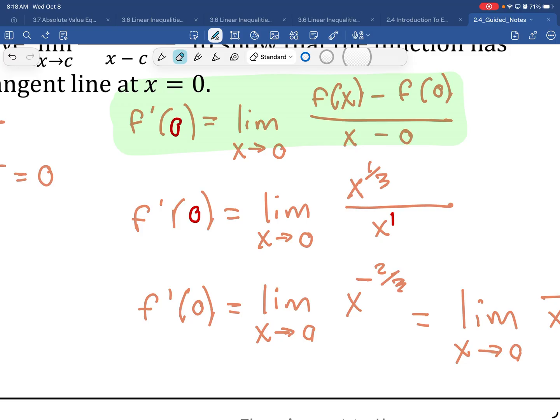How do you work out x to the 1/3 over x to the 1? That's exactly right. The fraction bar is designed to look like a subtraction because that's what you do with the exponents. 1/3 minus 1 is negative 2/3.